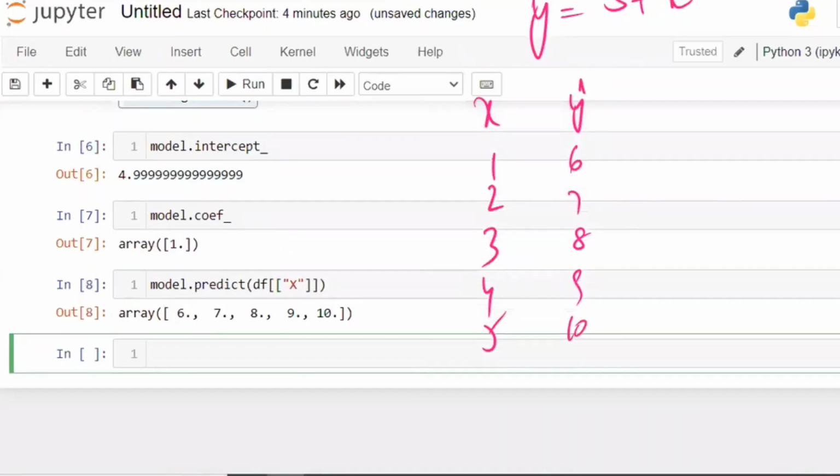6, 7, 8, 9, 10. This is max, this is code. Substituting the x values in the equation and getting the y hat is called predicted values. It will just substitute in the equation only. That's it. It will not do anything special.